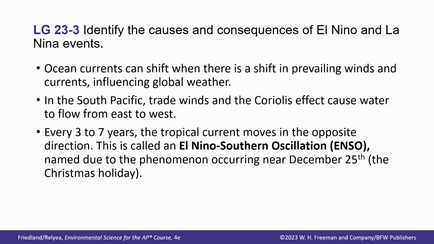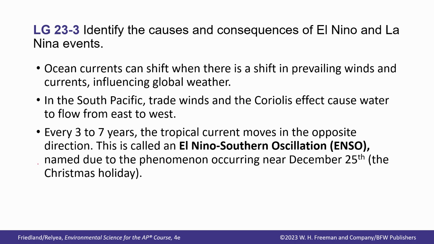Okay, finally, we're on 23.3. Identify the causes and consequences of El Niño and La Niña events. So, El Niño Southern Oscillation is a reversal of wind and water currents in the Southern Pacific, and La Niña follows an El Niño event. Trade winds in the South Pacific reverse strongly, causing regions that are hot and dry to become colder and wetter. So ocean currents can shift when there's a shift in prevailing winds and currents, influencing global weather.